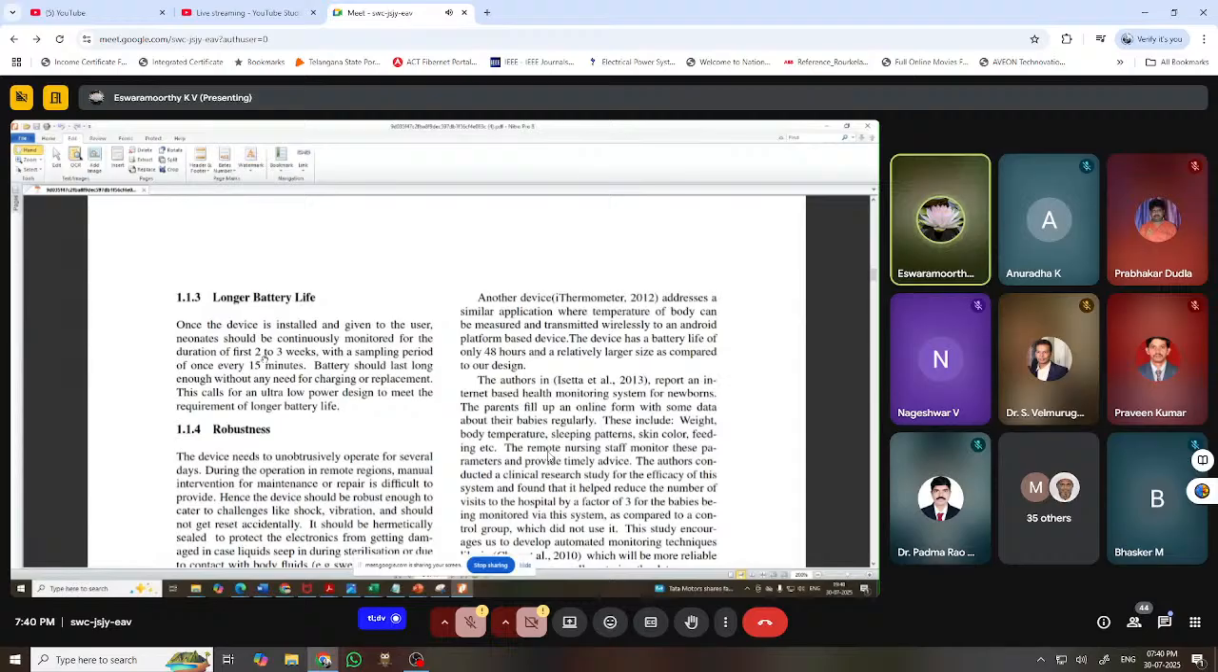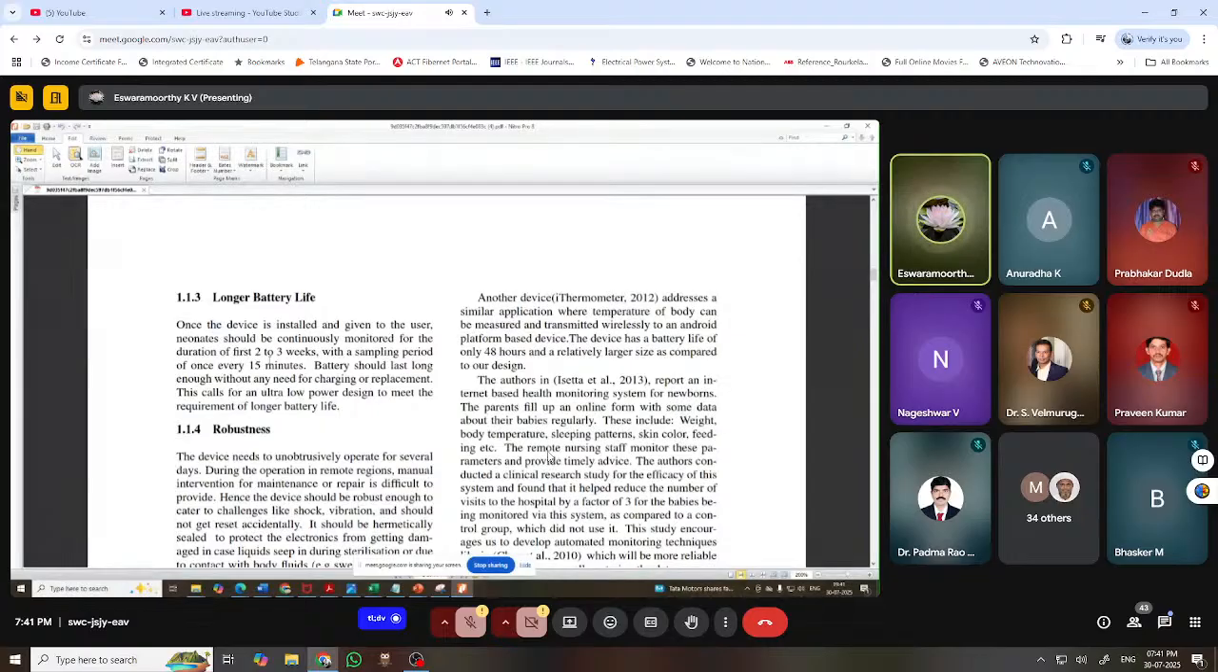Sampling time is 15 minutes. For example, if it is 2 to 3 weeks, with a sampling time of 15 minutes, per hour it is 4 readings. Per 24 hours, 24 into 4, it is 96. And if it is 3 weeks, 21 days, approximately 100 into 21, about 2,100 readings it has to give, right? Then the battery consumption should be low, and the battery has to withstand the 3 weeks.